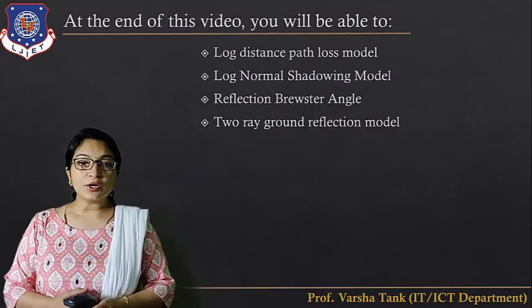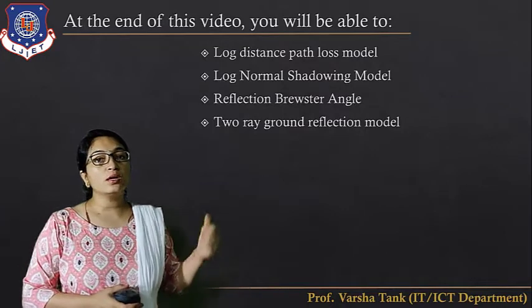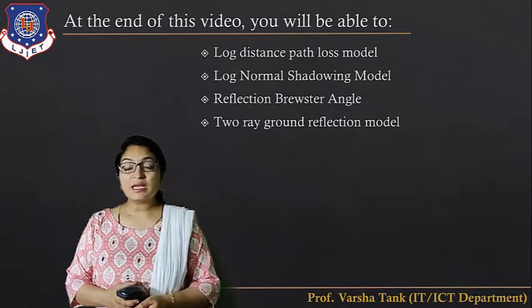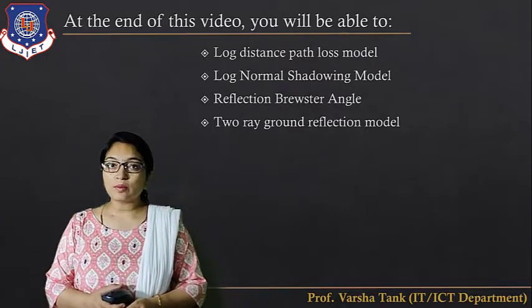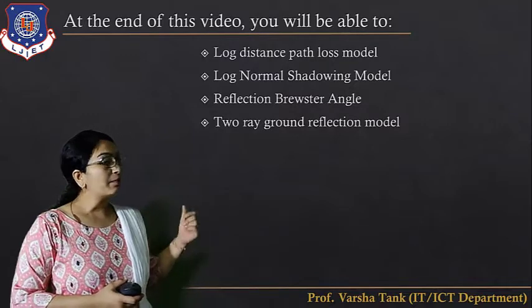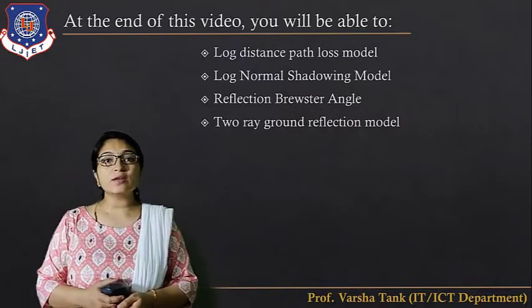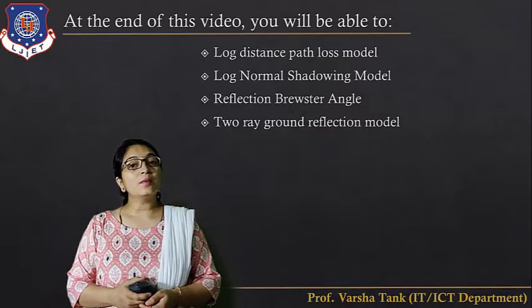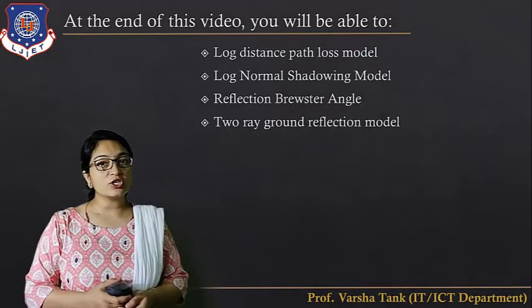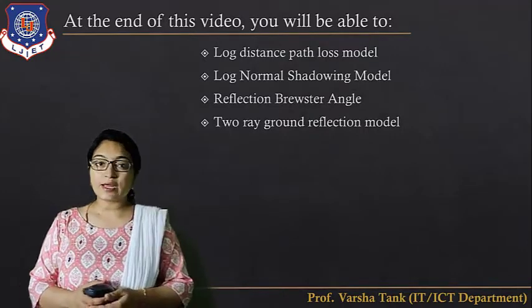At the end of this video, you will be able to learn about the log distance path loss model. Then we will learn about the log normal shadowing model. Then we will learn about reflection, what is the Brewster angle, and the model related to reflection, that is the two-ray ground reflection model.